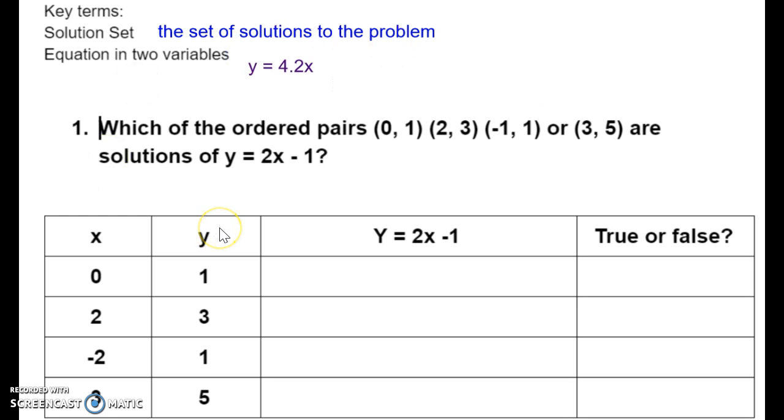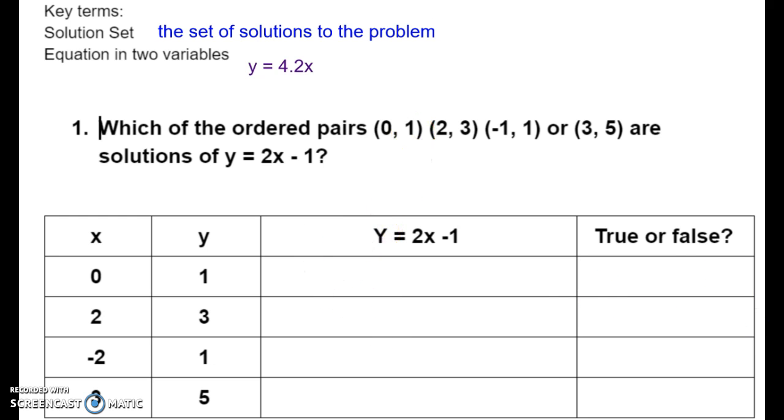Okay, so now let's look at the first example. If you need to, pause the video and make sure you fill in solution set and equations in two variables on your notes. Okay, for the first one, we have these ordered pairs, and we want to know which of these ordered pairs are solutions to the equation y equals 2x minus 1. So basically, which of these ordered pairs, when I substitute in the domain value for x, and the range value for y, does it actually come out to be true?